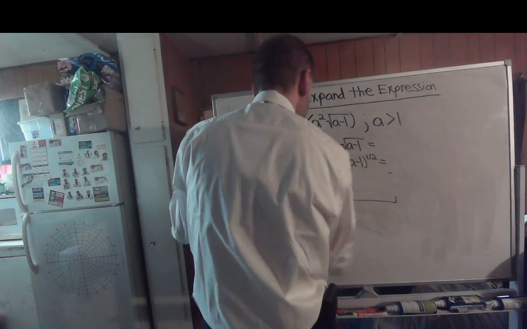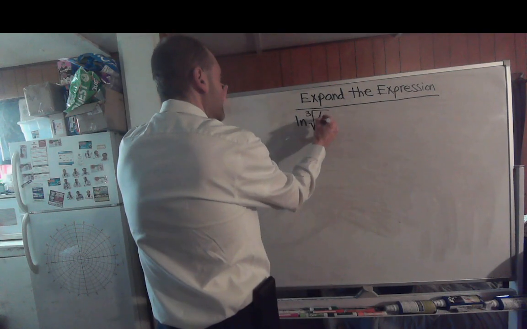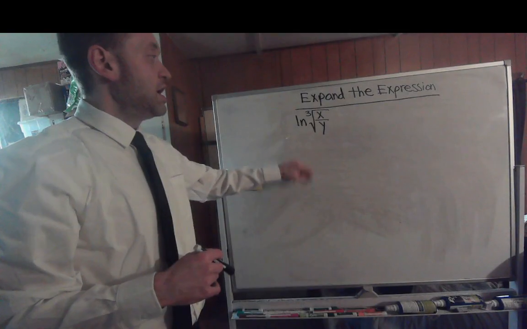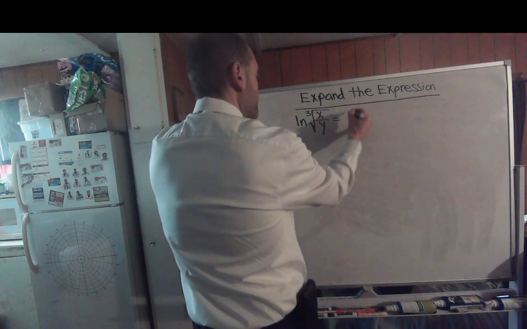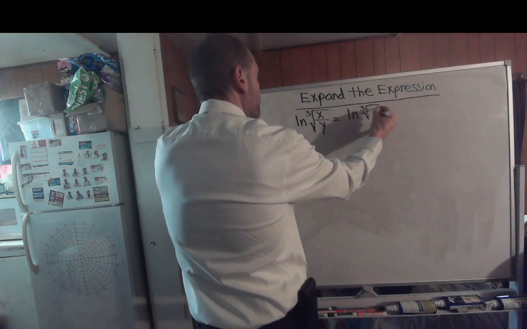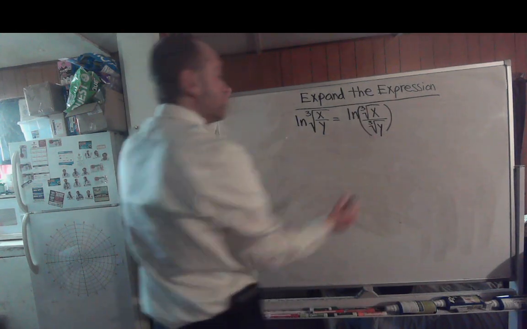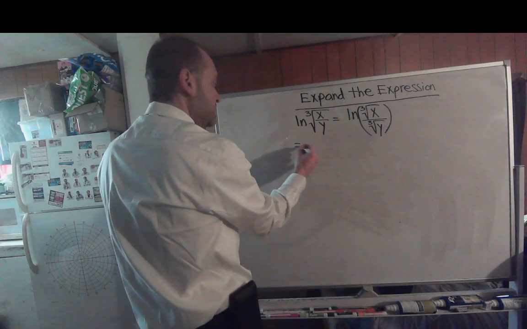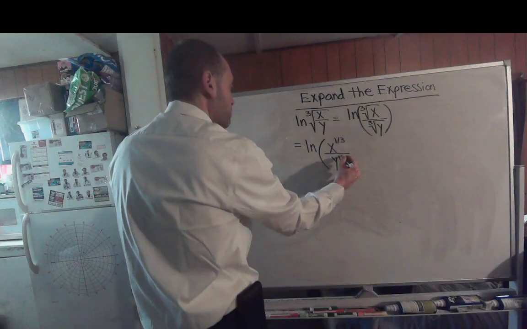All right. Now, we have the natural log of the cube root of x divided by y. Well, we know for sure this is the same as the natural log of the cube root of x over the cube root of y, right? Now let's take this further. Cube root is the same as the 1/3 power, right? So this would equal the natural log of x to the 1/3 power over y to the 1/3 power.